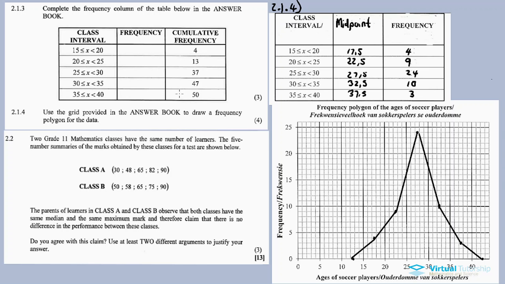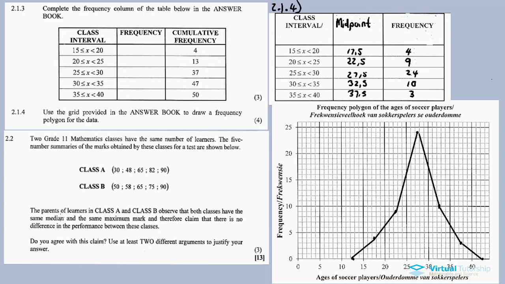2.2, the two grade 11 mathematics classes have the same number of learners, right? And then the 5 number summaries of the marks obtained by these classes for a test are shown below. Class A has its 5 number summary, class B has its 5 number summary. This is the minimum, maximum, Q1, Q2, Q3, same goes here.